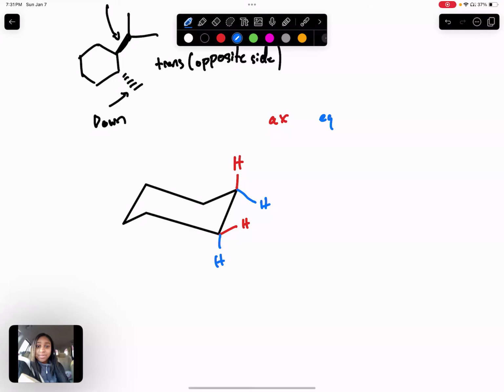So now you have this red axial. This would be going this way. This is equatorial. Now this would be axial here, equatorial here, axial, axial, equatorial, axial, equatorial. And notice a pattern.